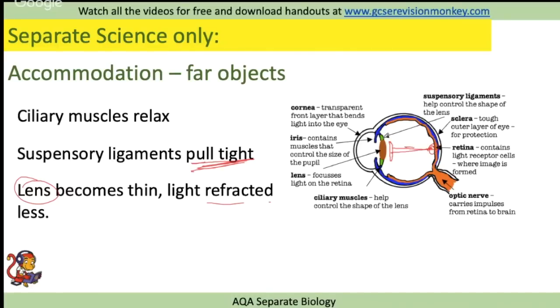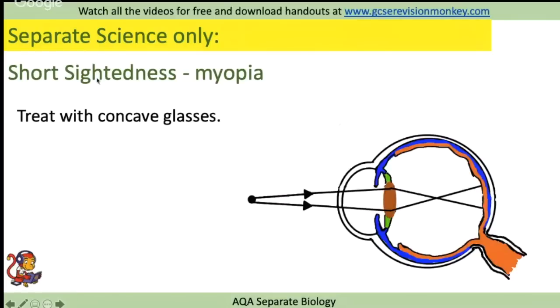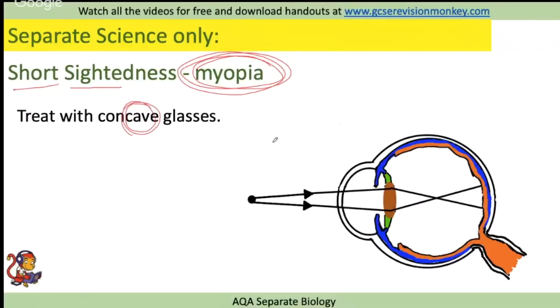So some people that find it difficult to change the shape of their lens might need to wear glasses. You might be short-sighted, which means that you can see things that are close up, but struggle to see things that are further away. And this is called myopia. Now, with short-sightedness, you need to treat it with a concave lens because you're bending the light too much. You can see the things close to you, so you're quite happy with making a fat lens and bending the light. So to help you see things that are further away, you need to use a concave lens in your glasses.